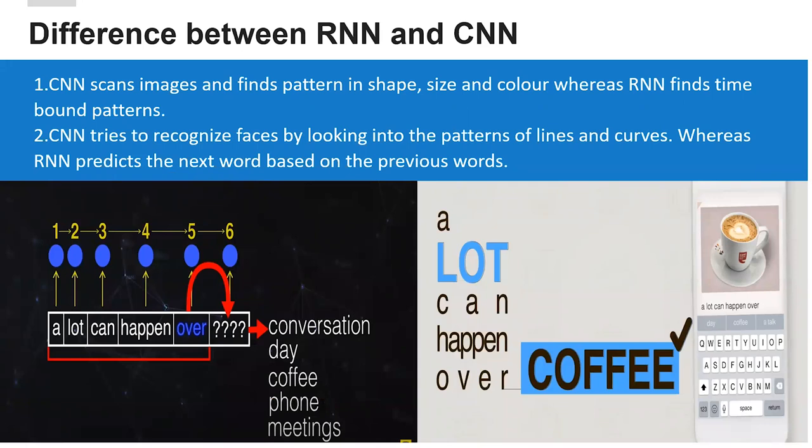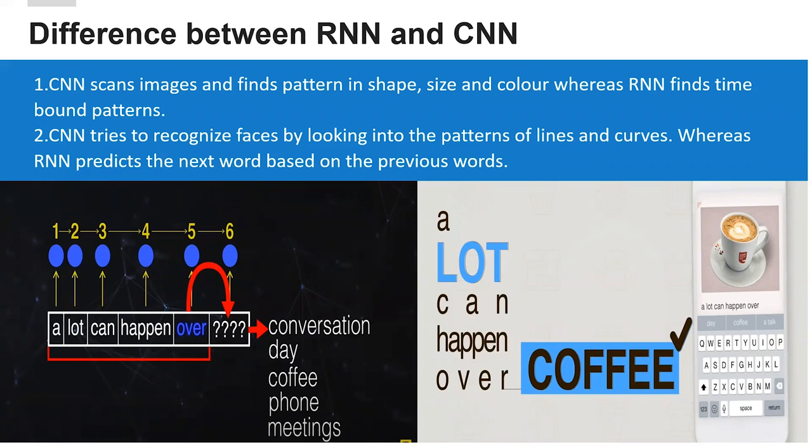Now, what is the difference between an RNN and a CNN, right? CNN scans images and finds patterns in shape, size, and color, whereas RNN finds time-bound patterns. Hope you all understood now the difference between a CNN and an RNN. We gave very specific examples for CNN and RNN, right? If you don't remember this, try to remember a song playlist, for example, which is part of the RNN, and an image classification, which is part of a CNN.